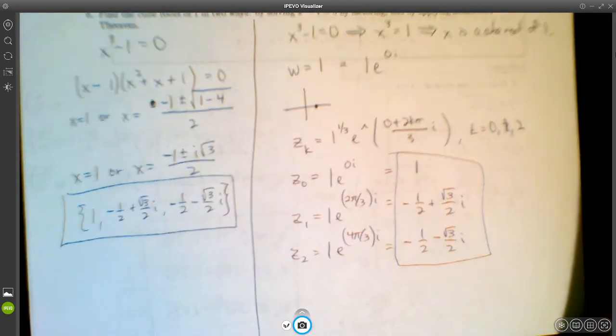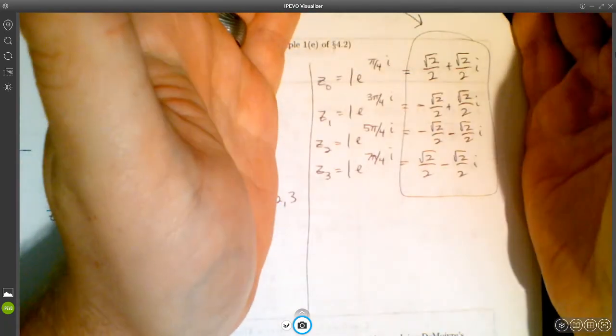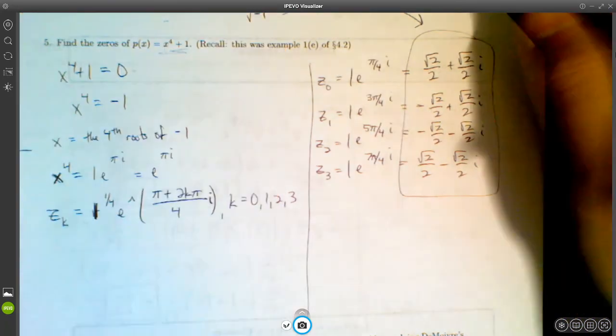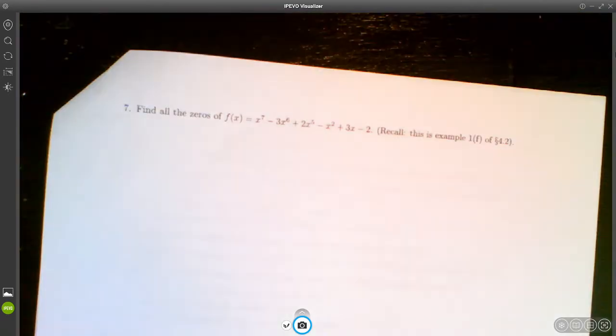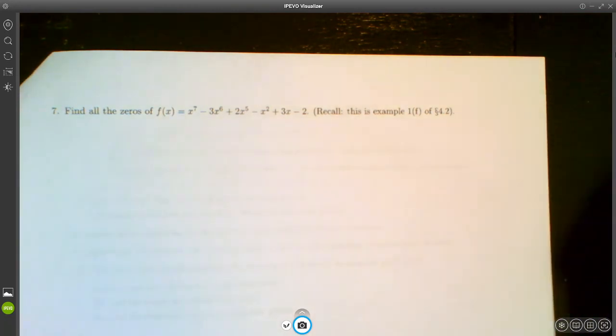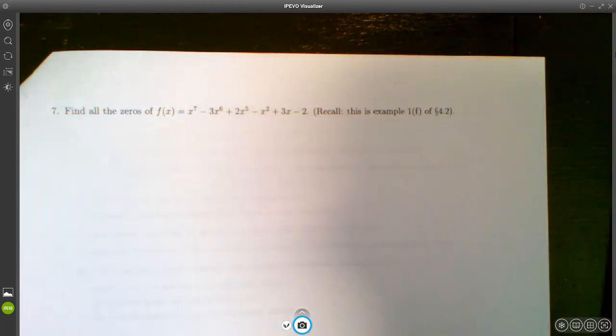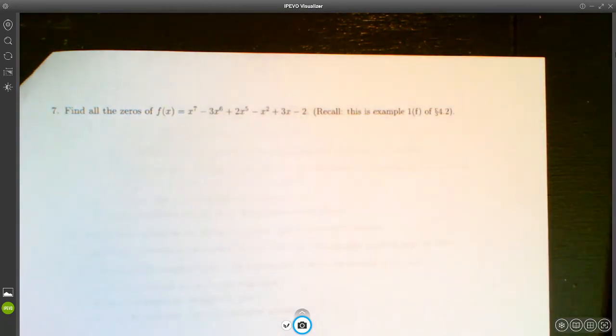And that's good news, because that means in situations like this one where we can't factor, we can be confident that de Moivre's theorem is giving us the correct results, right? So it's a really nice tool. Let me give you one more example. Now this is another one that we saw. This was example 1F from 4.2. I'm actually going to pull that out so we can take a look at what we did in 4.2 on that particular problem.